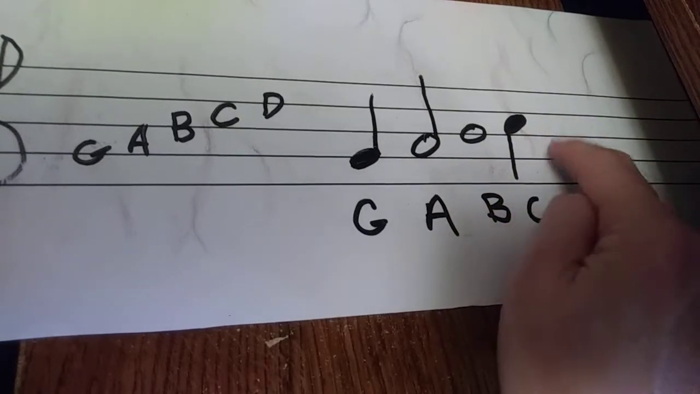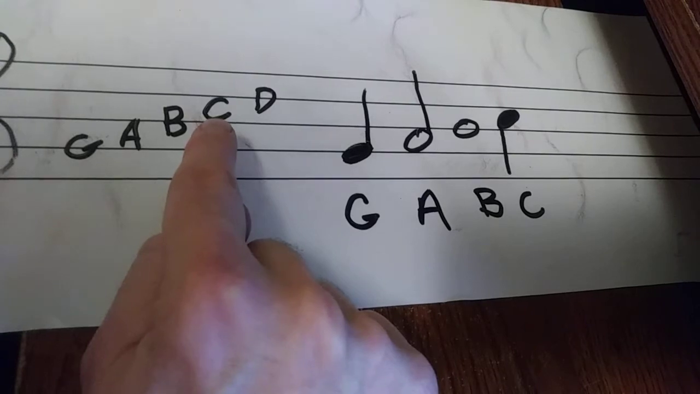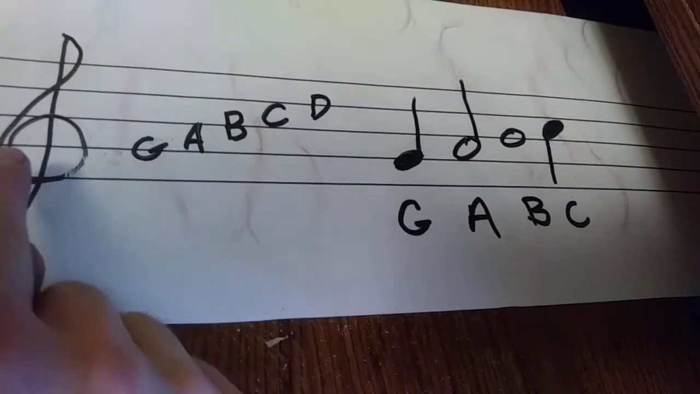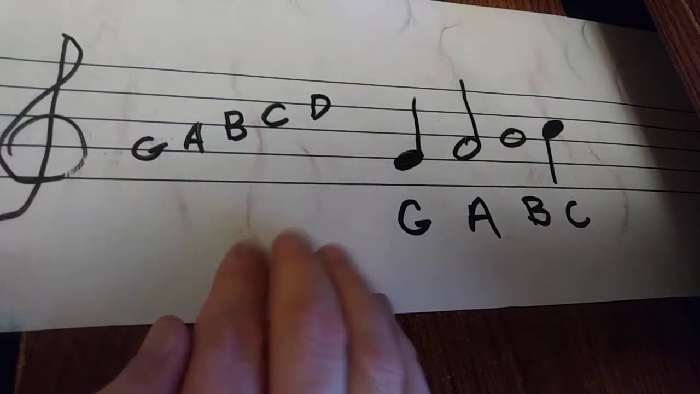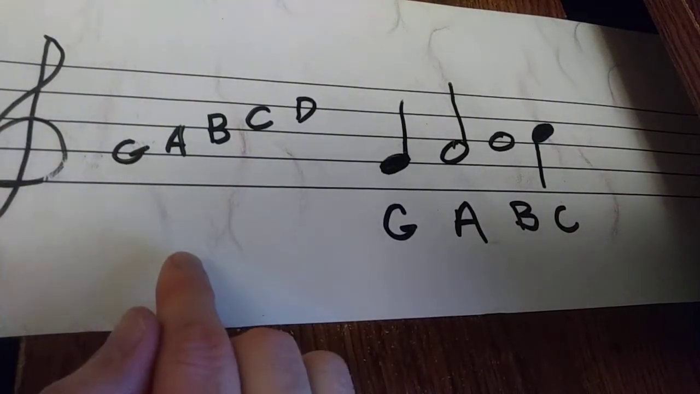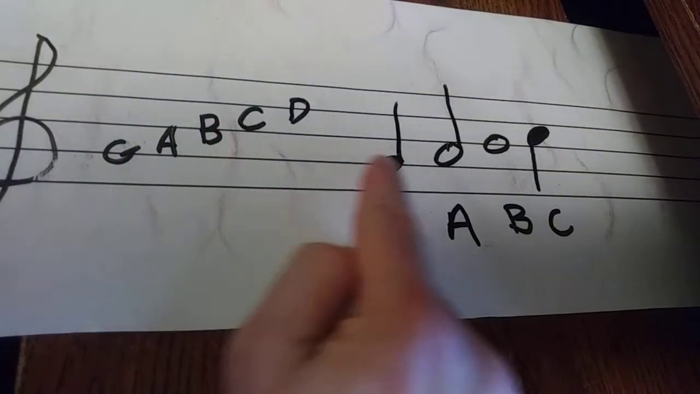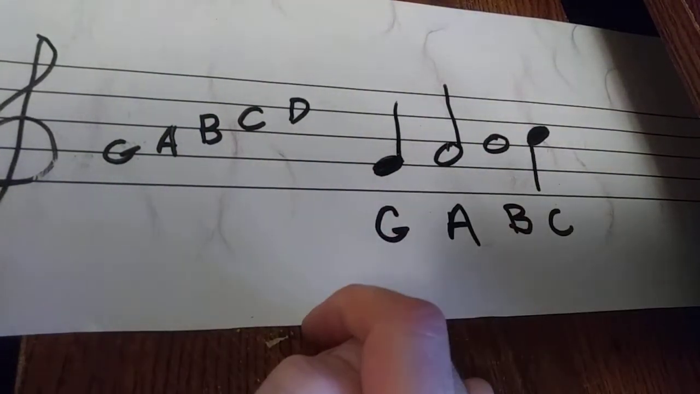Same thing with this C. This C is in the third space. Everything on the third space is a C. Always, when it's on a treble clef. There are other kinds of clefs too, but you're worried about treble clef because flutophone is always written on treble clef. G, A, B, C, D. Same thing with these. They're on those same places.